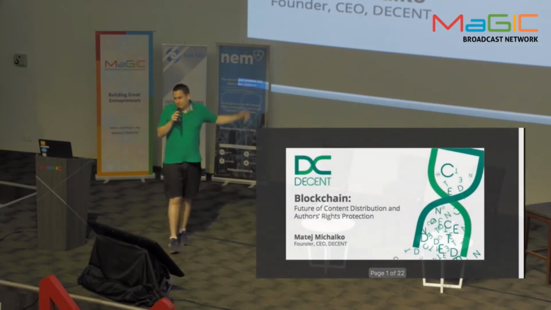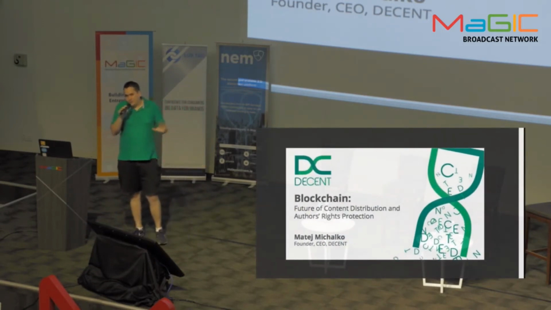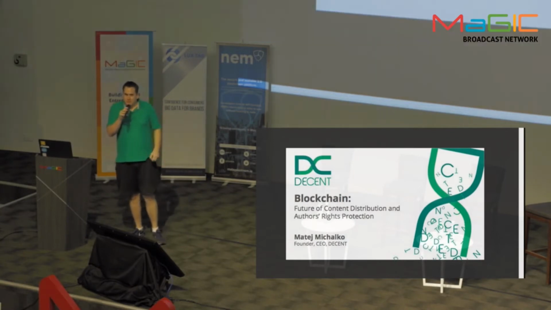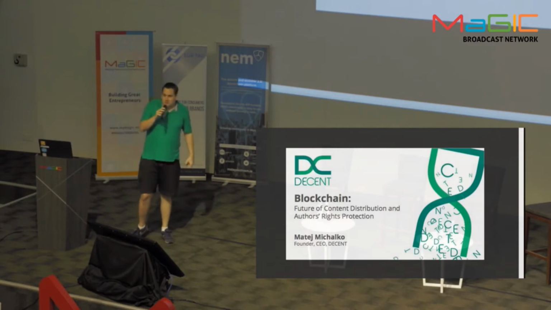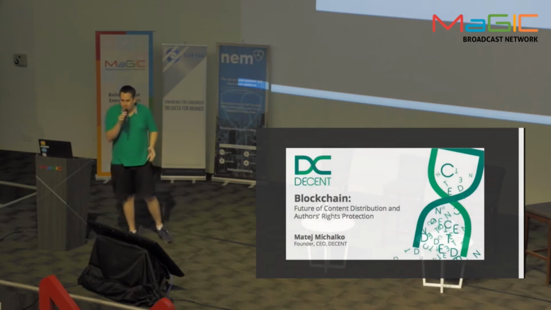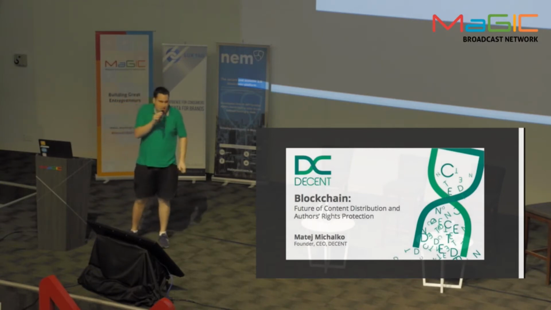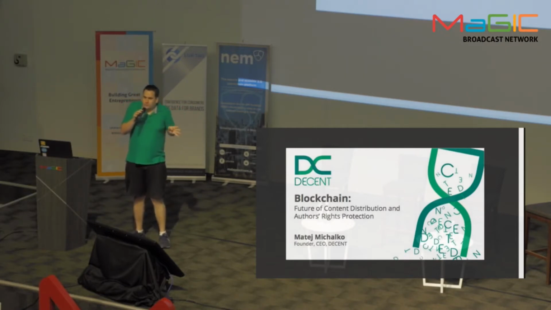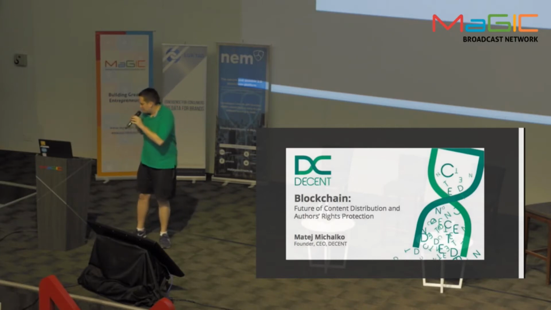So, Decent. I started this 2 years ago. I'm the founder and CEO of Decent, which is a blockchain digital content distribution network. It's a peer-to-peer platform, something like Bitcoin or Ethereum. We have miners, we have seeders. The goal is to distribute digital content from one author to many content consumers without middlemen.